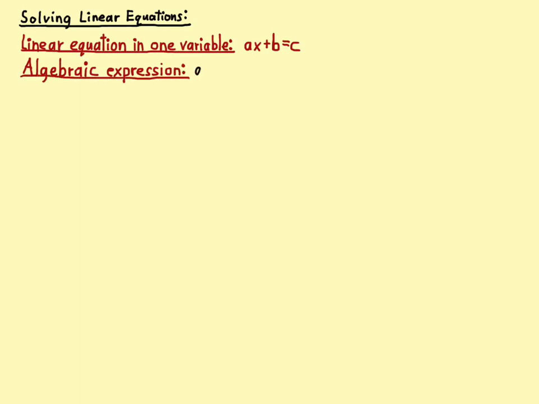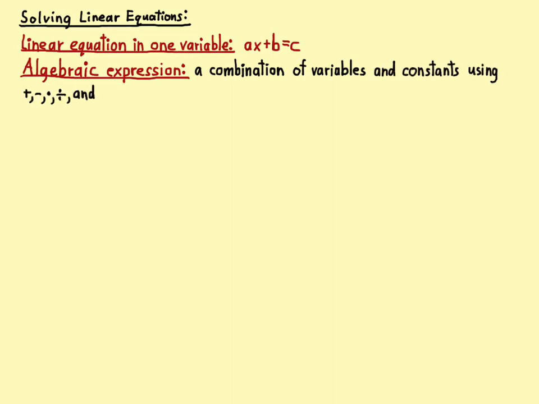An algebraic expression is a combination of variables and constants using plus, minus, times, divide, and/or exponents. For example, x squared plus x minus 2 is an algebraic expression. Square root of x over y is an algebraic expression. x plus 1 over x minus 1 is an algebraic expression.